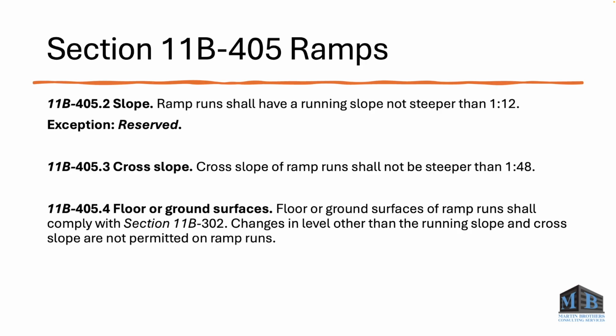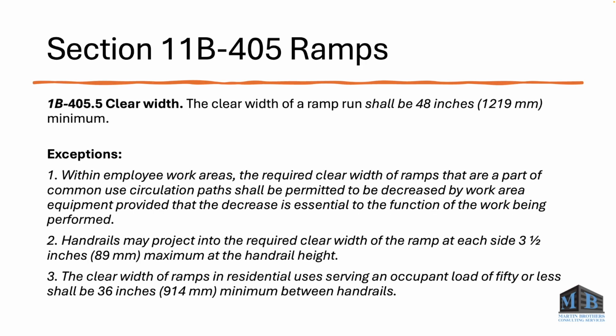Floor or ground surfaces, that's 11B405.4. Floor or ground surfaces of ramp runs shall comply with section 11B302. Changes in level other than the running slope and cross slope are not permitted on ramp runs. The floor and ground surface requirement is basically saying your floor or ground surface has to be firm, stable, and slip resistant. You don't want people to slip, trip, or otherwise have a tumble on your ramp.